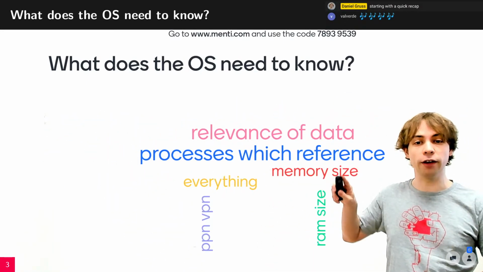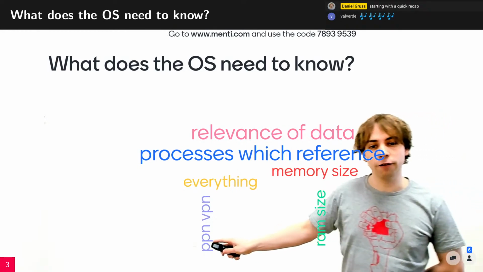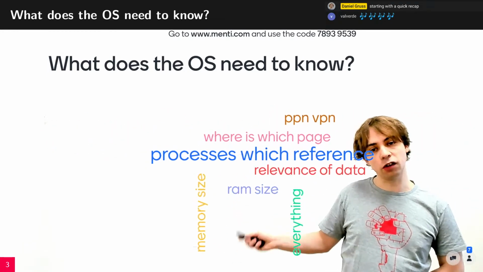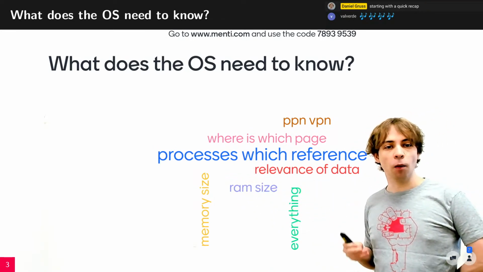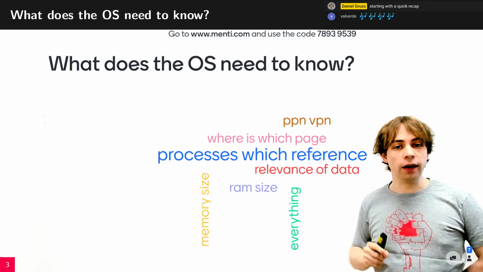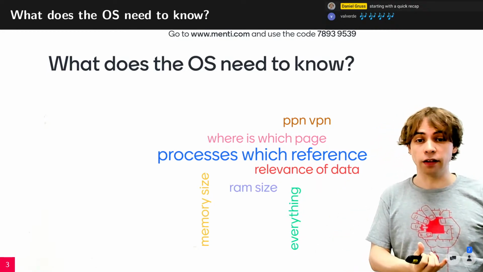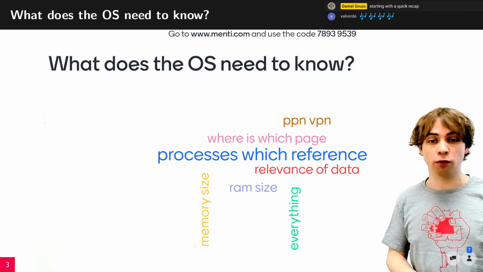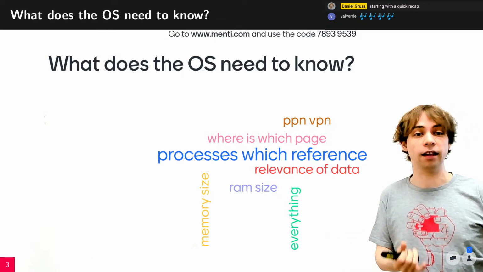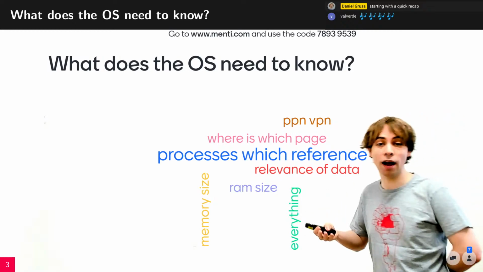Processes which reference the data, the physical page number and the virtual page number. Where is which page? So this is interesting. Where is the page? And there we have to think about two things: the RAM and the disk. Where is it in the RAM and where is it on the disk? Probably not at both locations at the same time, but we somehow have to find it.